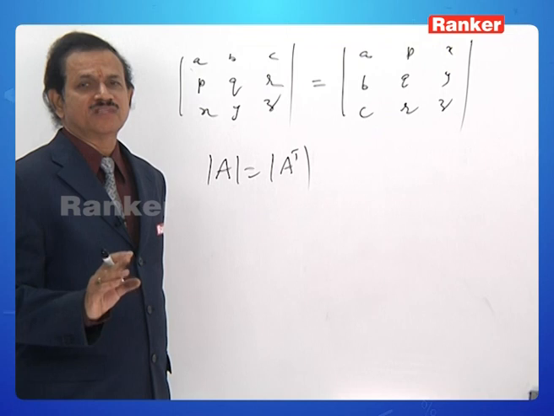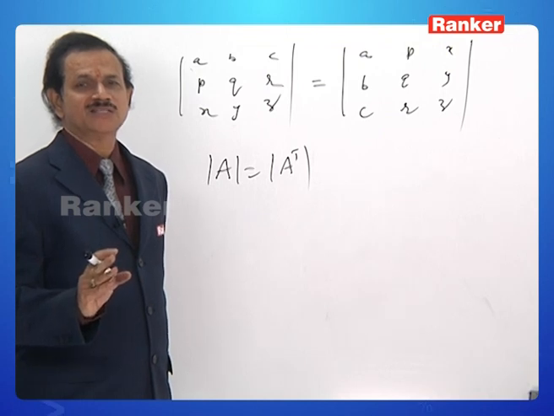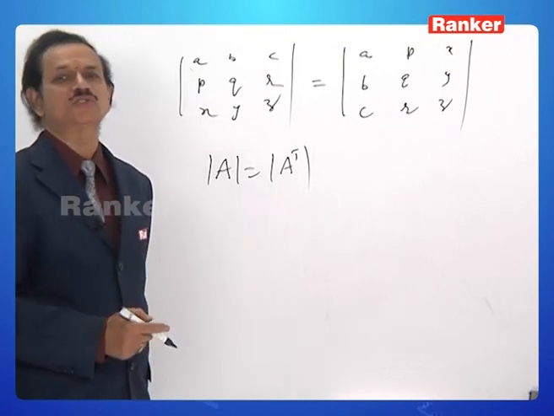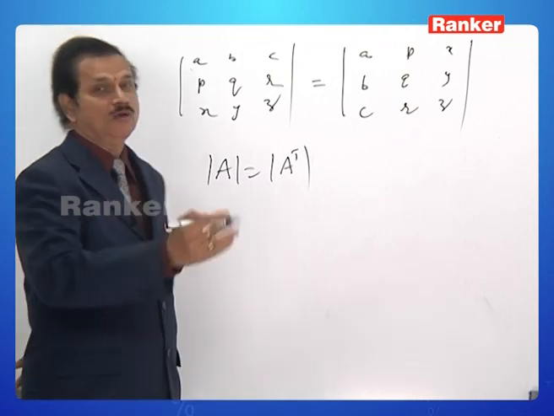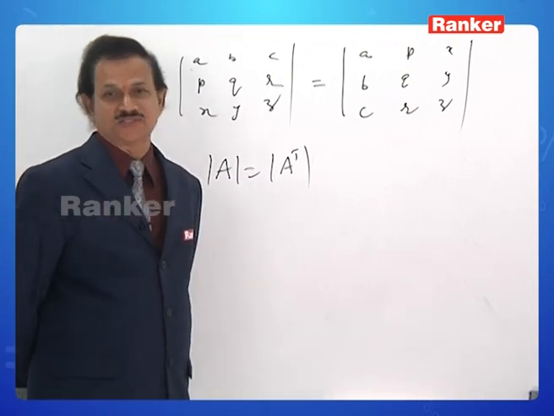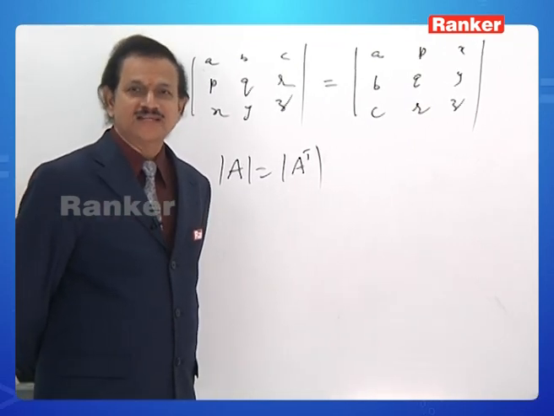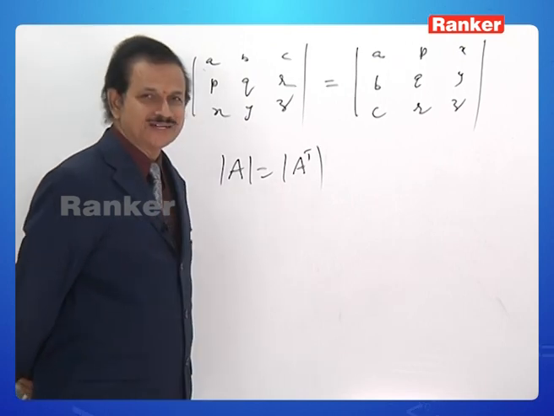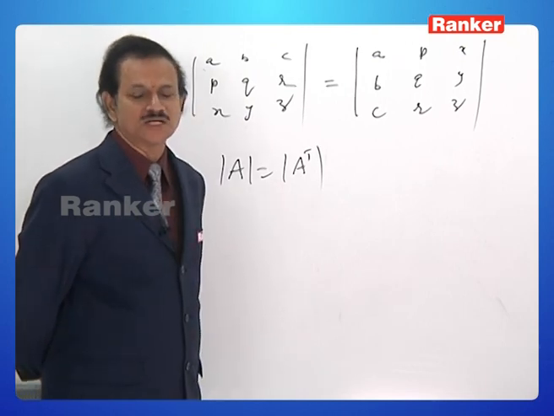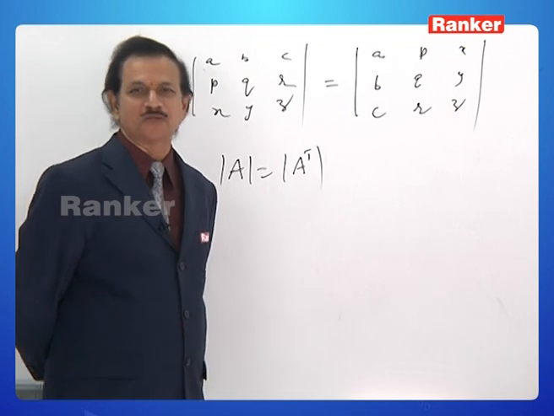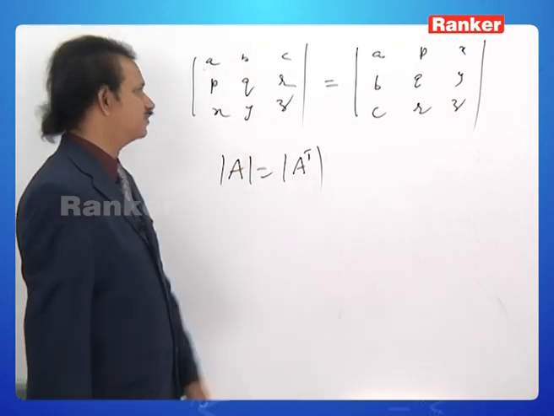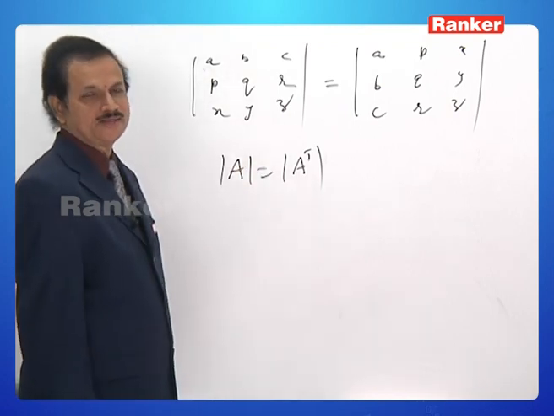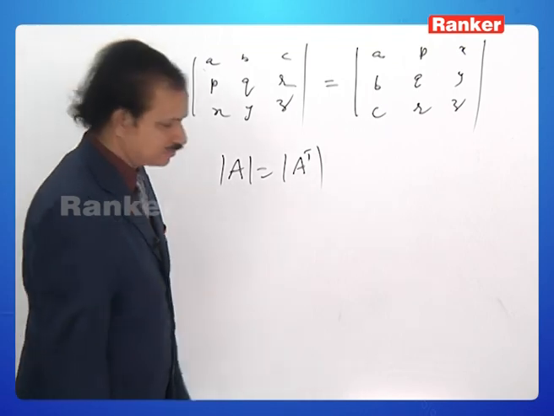If the so-called interchanging is done with respect to just 2 rows only, then the value of the determinant gets the opposite sign. Whereas if you are able to interchange all the rows and columns, that is, if you can find the transpose, then det A is equal to det A transpose. Yes.